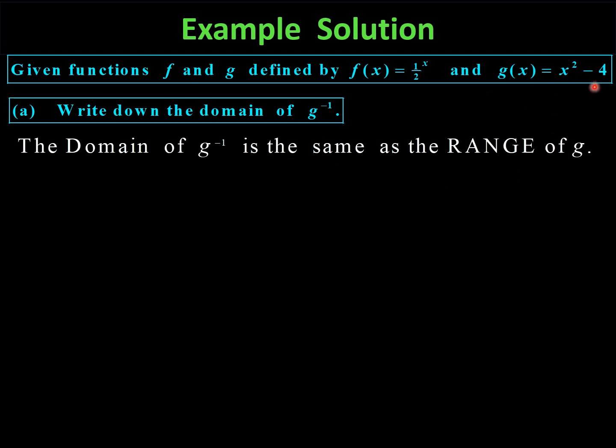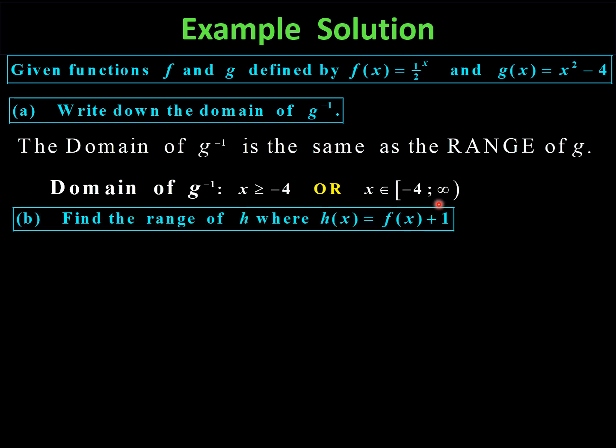What would the range of g be? That's right, you look at the y-intercept there. The range of this one is y greater than or equal to -4. So the domain there would be x greater than or equal to -4. We can either write it in this notation, or we can write it in interval notation. I would recommend the interval notation.